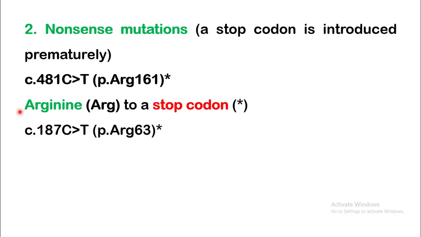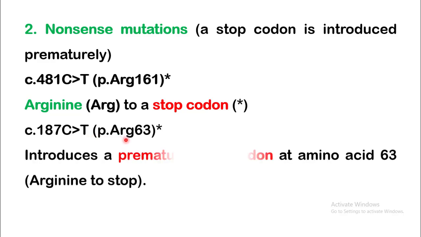Another example would be this one at position number 187, the cytosine that has been changed into the thymine, and in the protein, the arginine number 63 has been changed into a stop codon. So you are going to get a premature stop codon at the amino acid number 63. Again, you are going to get a truncated kind of the protein, and that truncated kind of the protein is not going to give you any kind of the activity.